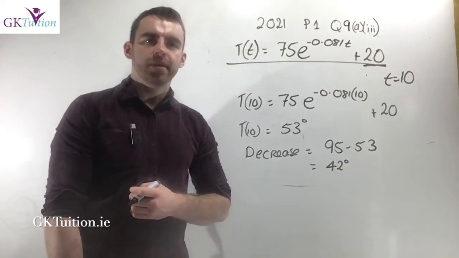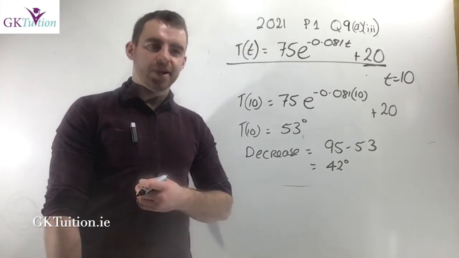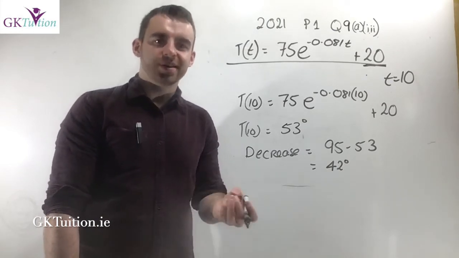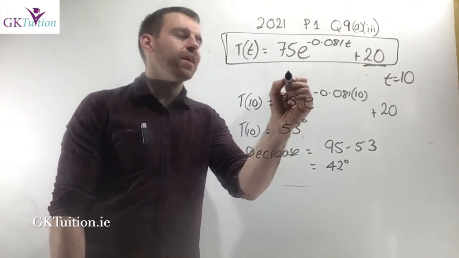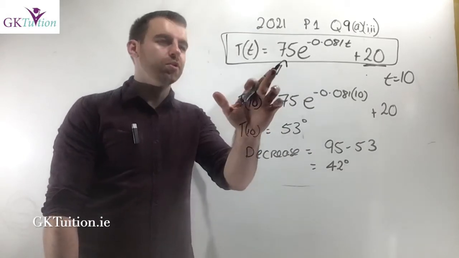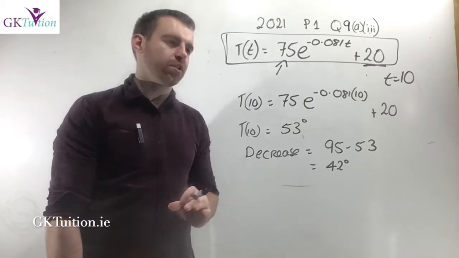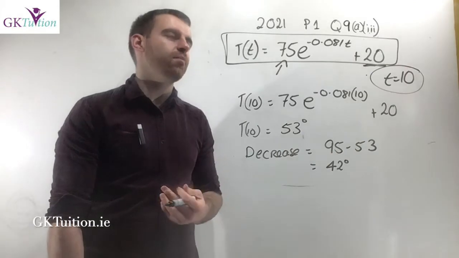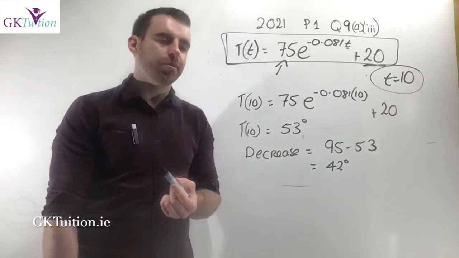In part 3, we're asked to determine the decrease in the temperature of the coffee after 10 minutes. In order to figure that out, first thing we have to do is work out what is the temperature of the coffee after 10 minutes. Well, we have our formula here, and notice now that I'm not using A, I'm using 75, because A is a constant. So once we worked out in part I that A was 75, it's 75 for the rest of the question. And we want to work out what is the temperature after 10 minutes. So small t will be 10. It's straightforward enough. You literally just sub into your formula.